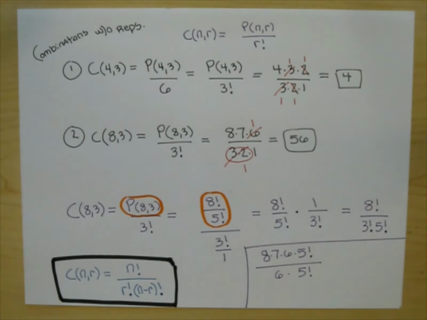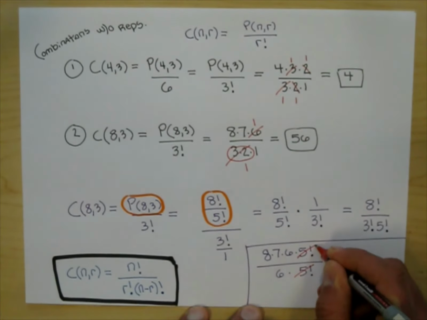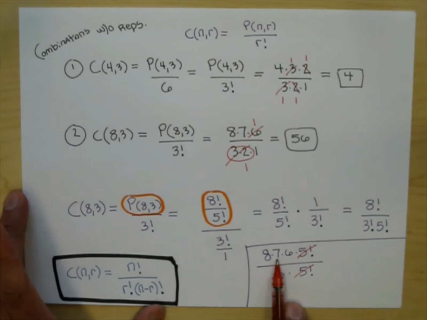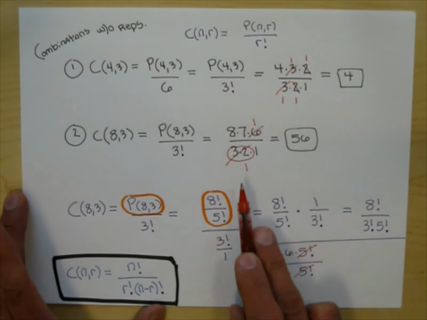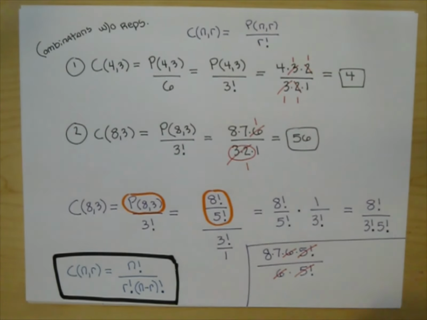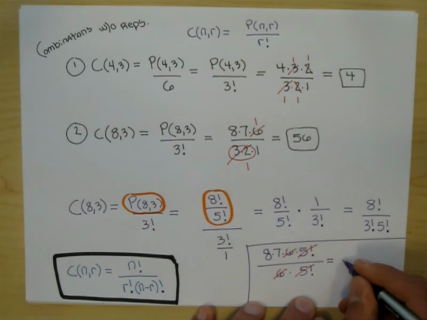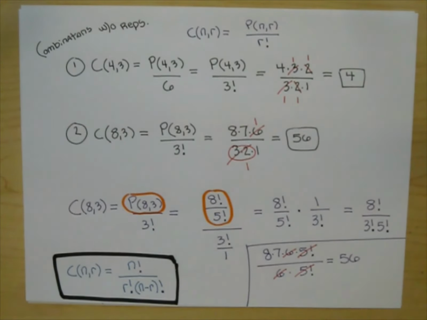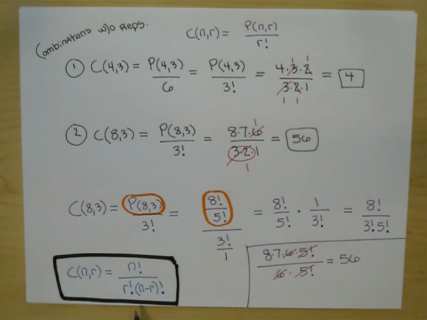And look what happens. The 5 factorials cancel. And then look, 8, 7, 6 on top, and on the bottom there was a 6. The 6's cancel, which gives you the answer: 8 times 7, 56. So this is a nice formula that will work. And this is really beneficial when these two numbers are closer to each other, I believe. Let's do another example.